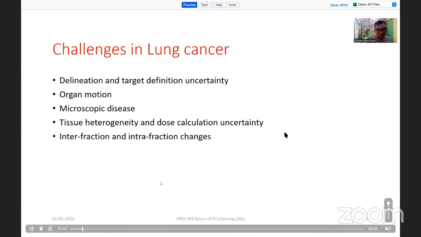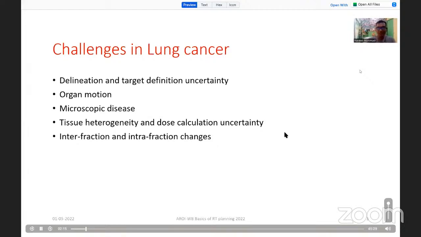So to begin with, what are the challenges in lung cancer? Why is lung cancer planning and treatment so unique? This is because there's a lot of challenges right from the process of delineation and target definition, and add to that the fact that the organ motion, which is very unique in lung cancer, adds a different dimension of complexity. And then you also have a difficulty in ascertaining what is the ideal microscopic disease, the subclinical extent that you need to add to your GTV to generate your CTV.